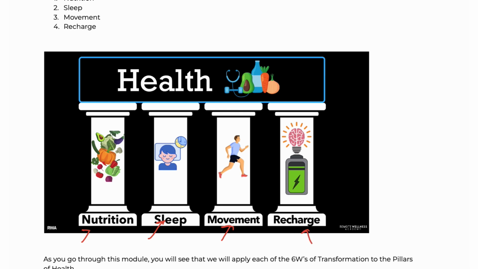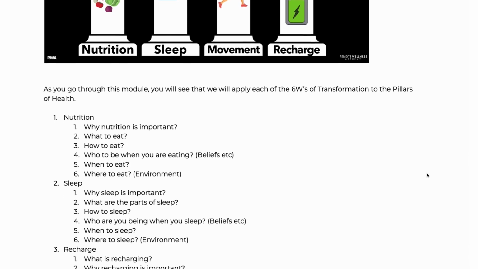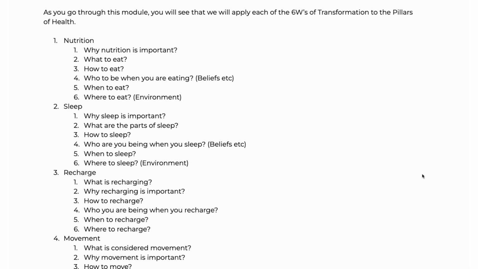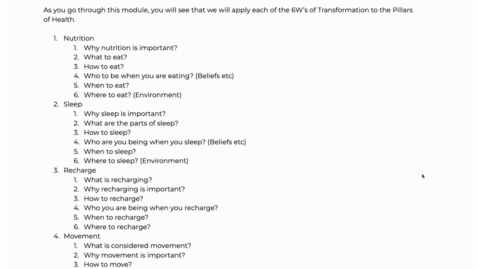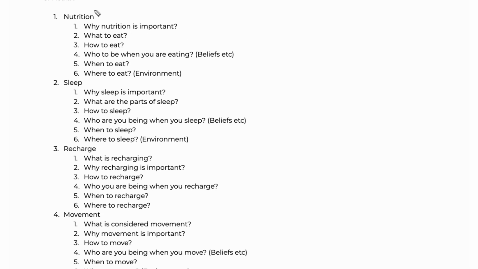Okay, so as you go through this module, you're going to see that we are applying the 6 W's of transformation to the pillars of health. So rather than applying the 6 W's of transformation broadly to health as a whole, we're dividing them within these pillars. Specifically, we're going to ask ourselves a question within nutrition. Well, hey, why is nutrition important? What to eat, how to eat, who to be when I'm eating, when to eat, where to eat, right?